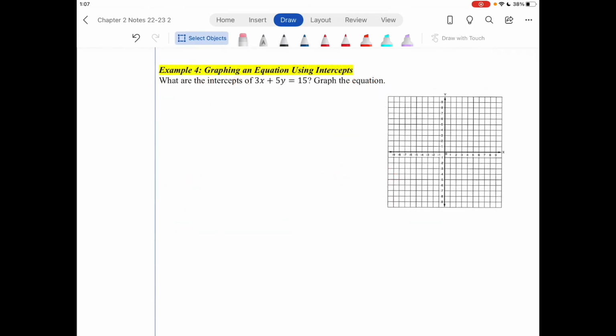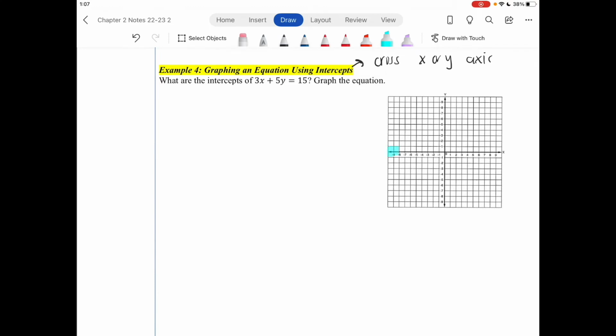Just like we have many different equations of a line, we can also graph from each of those equations. So here we have an equation in standard form. If we want to graph this, the easiest way would be to use its intercepts. And when we're talking about intercepts, this is going to be where we cross the x or the y-axis. So the x-intercept is when we're crossing the x-axis, and the y-intercept is where we cross the y-axis.